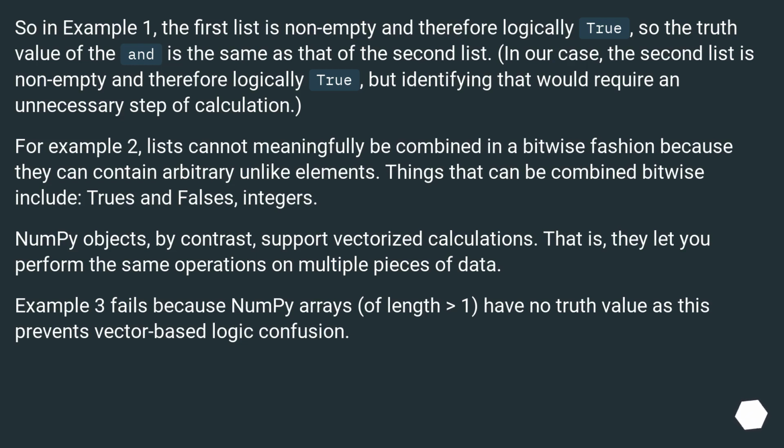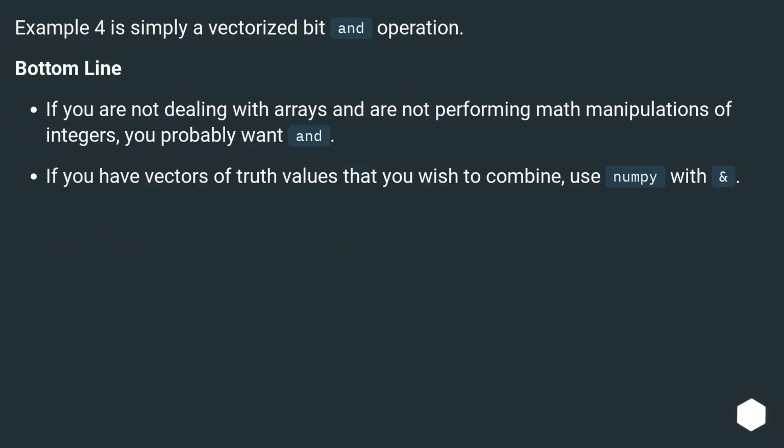NumPy objects, by contrast, support vectorized calculations. That is, they let you perform the same operations on multiple pieces of data. Example 3 fails because numpy arrays of length greater than 1 have no truth value, as this prevents vector-based logic confusion. Example 4 is simply a vectorized bitwise `and` operation. Bottom line: if you are not dealing with arrays and are not performing math manipulations of integers, you probably want `and`. If you have vectors of truth values that you wish to combine, use numpy with `&`.